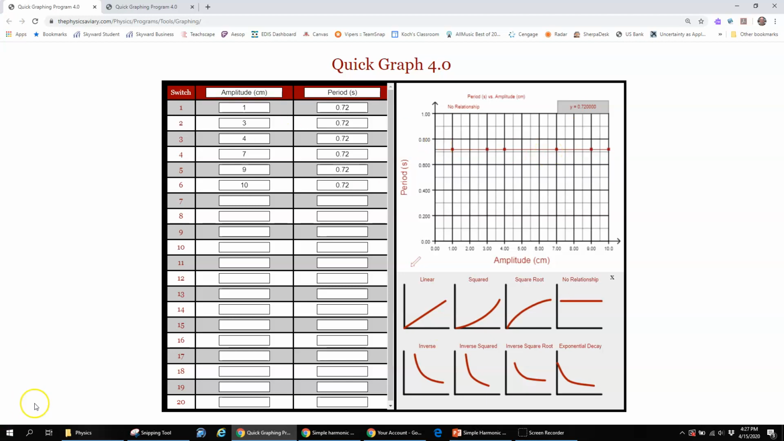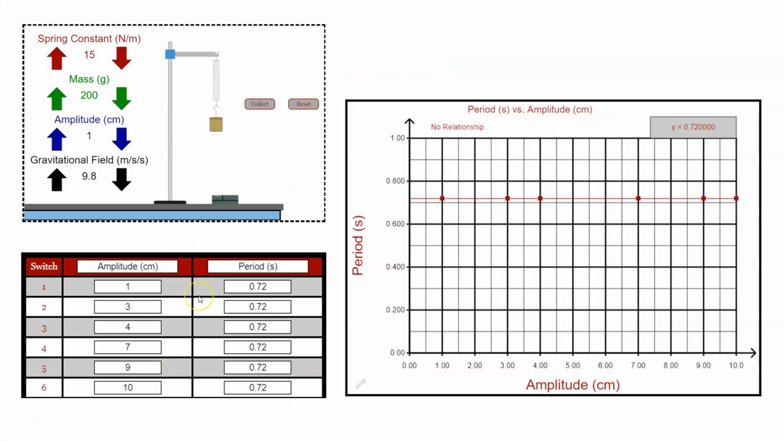So this is the graph. This is all the representations shown together, and we see that in the experiments that investigated the relationship between period and amplitude, there is no relationship between those variables. In other words, amplitude has no effect on period. Surprising result.